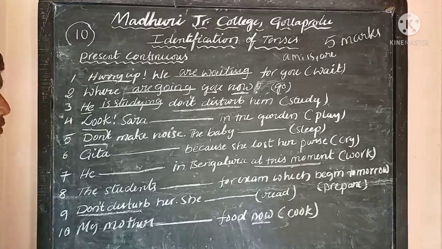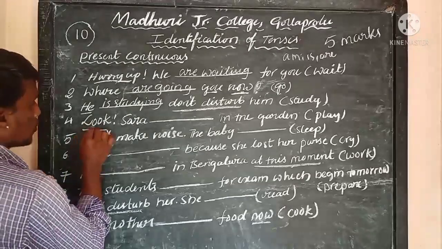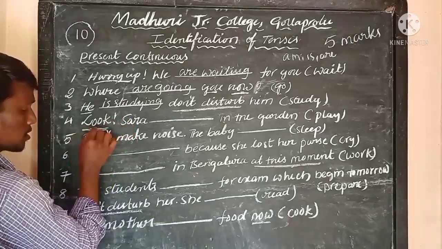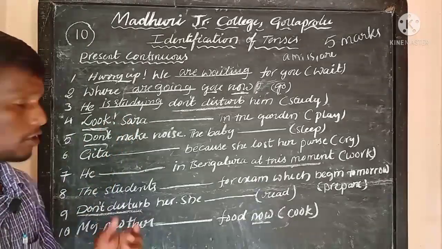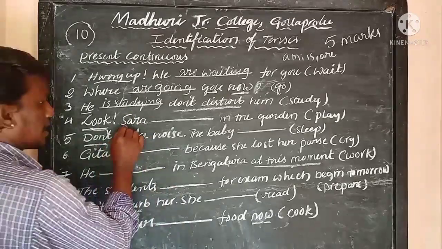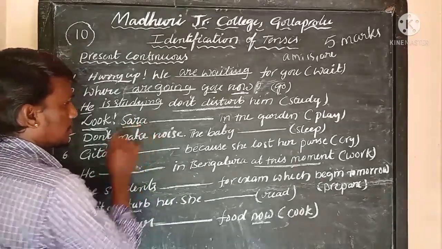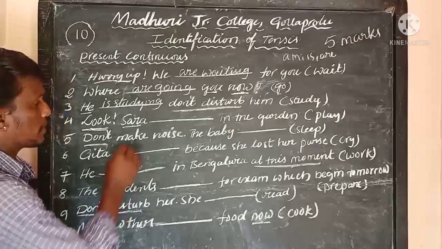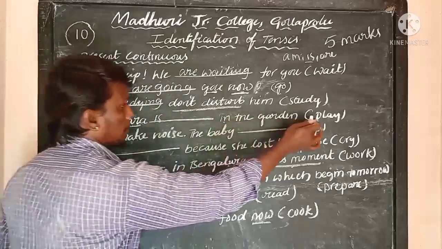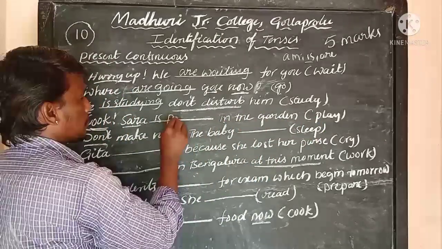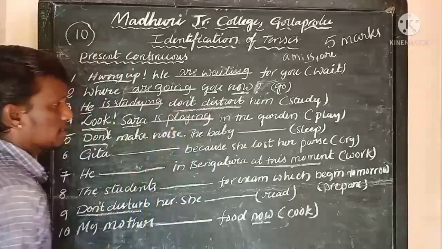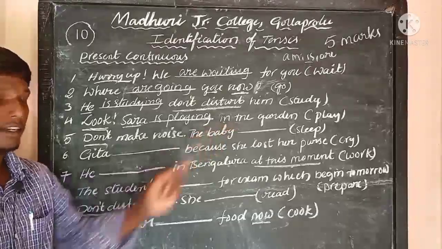Now coming to the look. Look is some sort of expression. With the word look, we indicate an action that is going on at the time of speaking. So look, Sarah. What is Sarah here? Sarah is third person singular. What is the right be form for Sarah? Sarah is. What is the verb given? Play. The right ing form for the verb play is playing. Look, Sarah is playing in the garden.